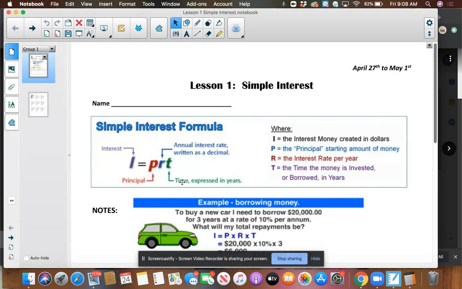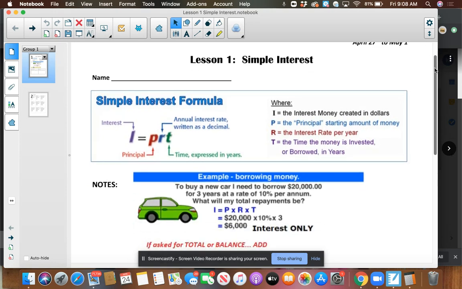So for example, they say in 5 years. Or if they say in half a year, they say 6 months, that's half a year. You're going to have to convert that to a decimal. You can't put 6. So we'll see some examples here in a minute.